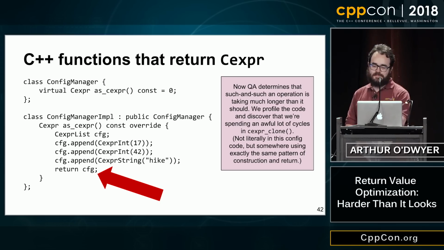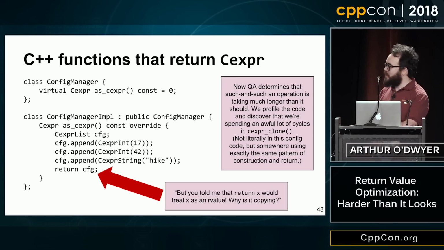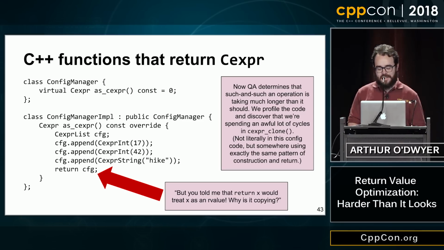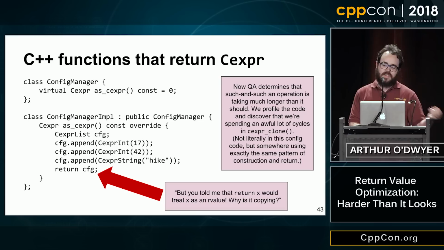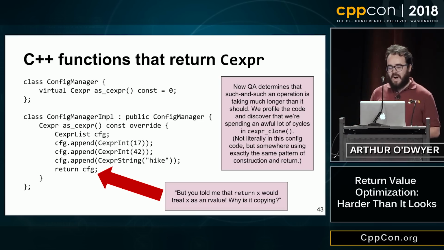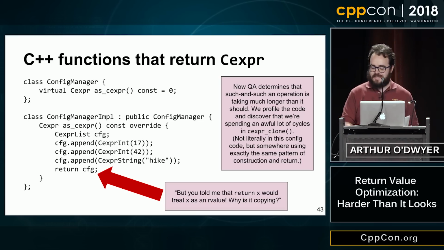Well, that is very strange, right? You told me that when I say return CFG, and I'm returning it by name, it should treat CFG as an R value, and therefore it should move, and I should get the move constructor that just copies the pointer. Why is it copying? All right, let me tell you the real deal.